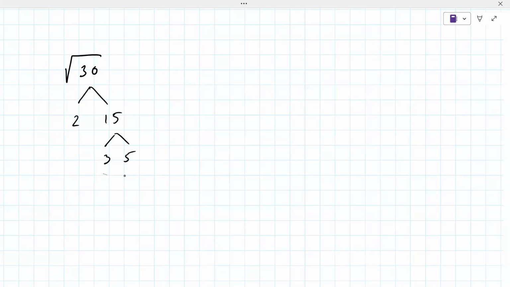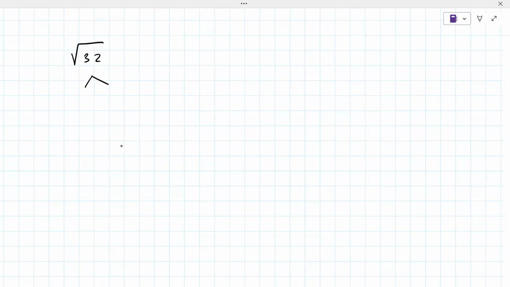Now you just alluded to something really important here. Let's look at a problem like this one, the square root of 30. Square root of 30, 2 and 15, 3 and 5. Do you see any pairs? Not yet. And they're all primes on the leaves, so you're done. So the square root of 30 is the square root of 30. So sometimes you get a number that looks like it should reduce, but it doesn't.